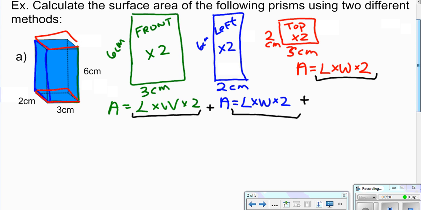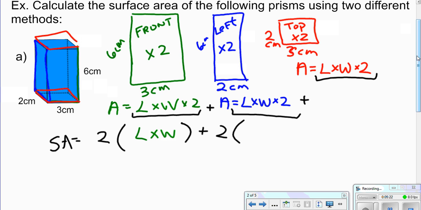In previous years, we would have found each of these separately and then added them together. You are grade 9s. I think you can handle this, so we're going to write it out all together. So surface area equals 2 times the length times the width of our front and back, plus 2 times the length times the width of the two sides, plus 2 times the length and width of the top and bottom.